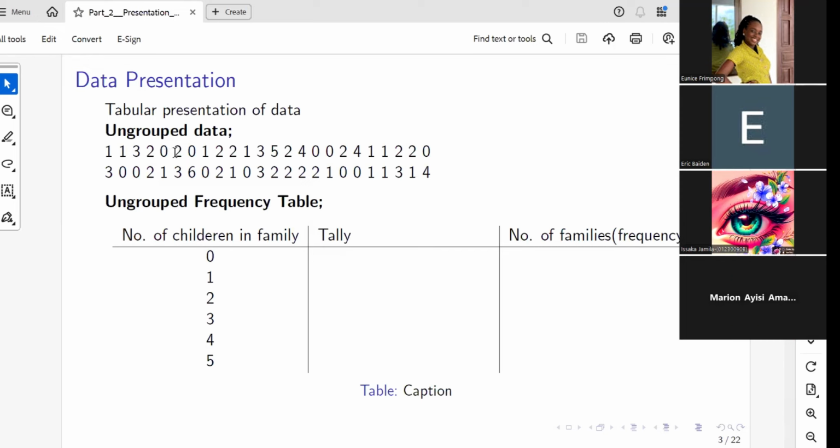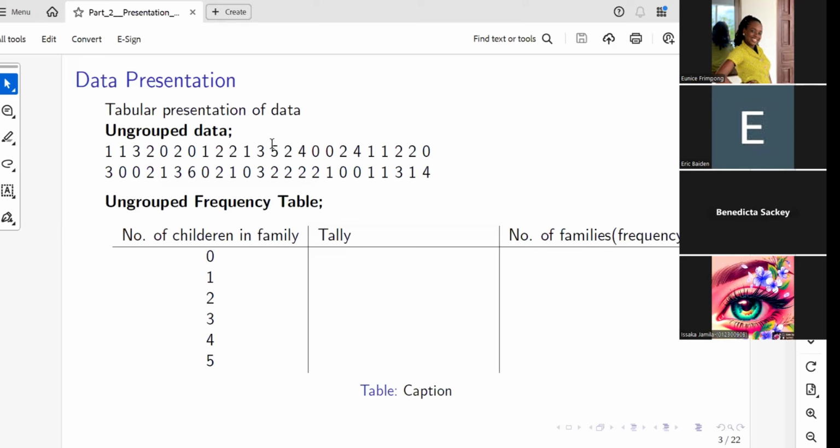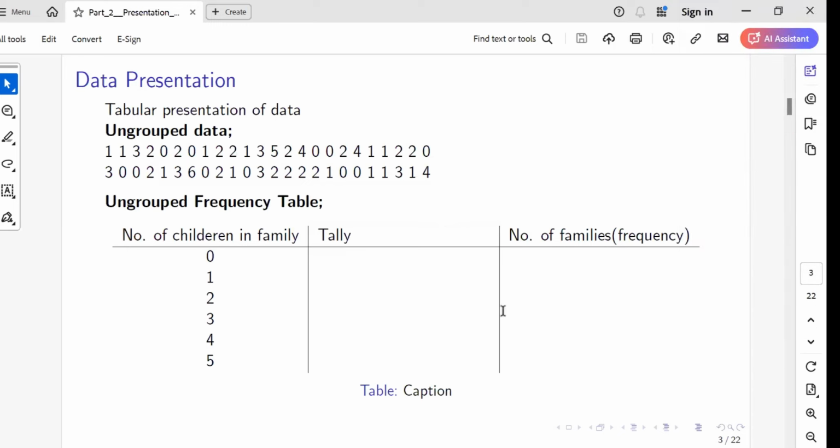So if you want to organize this data, as you can see it now, it's just a list of numbers, and you may wonder, if I tell you to find which number of children is the most in a particular family, by just looking at this, you may not be able to figure it out. But if you are able to fill in this table with this data, you will be able to see more easily and faster which family has the most number of children.